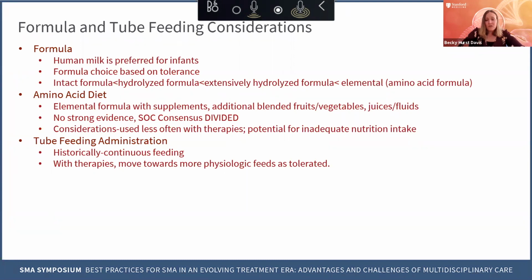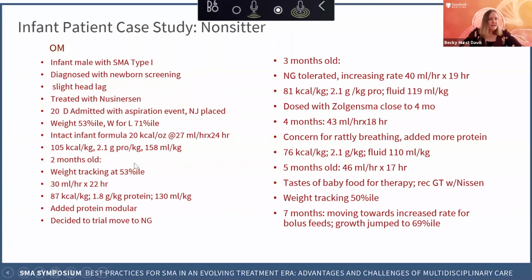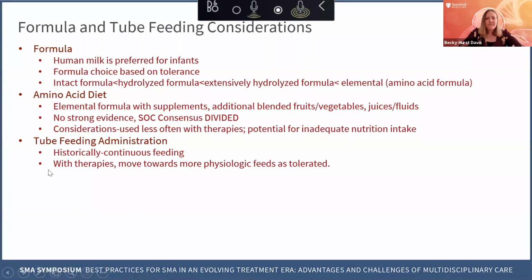I do see it needed less often. We usually go with this range of formula use, and I find that we are not needing to go to an elemental formula for tolerance with our kiddos who are caught early and on adequate therapies. And you just want to use real caution, because there is a chance of having inadequate nutrition intake on that.